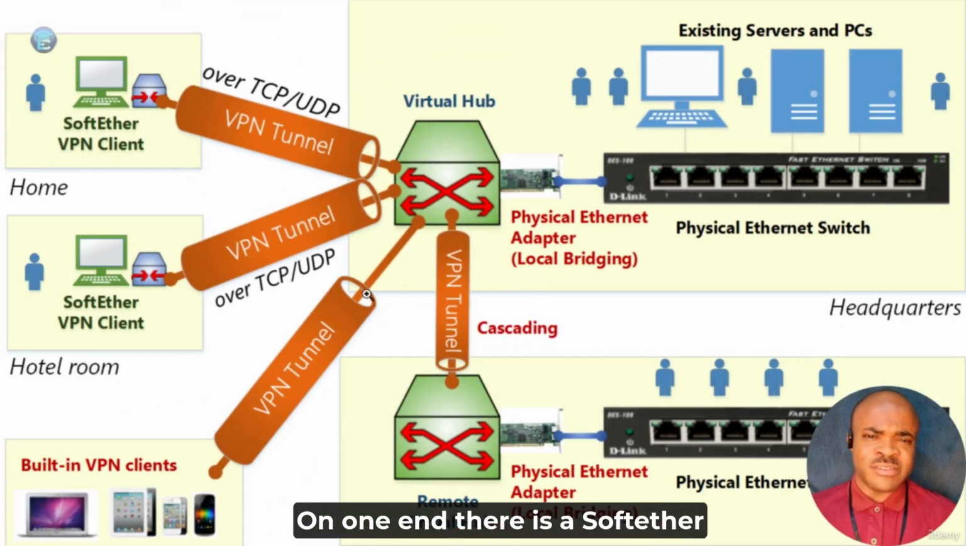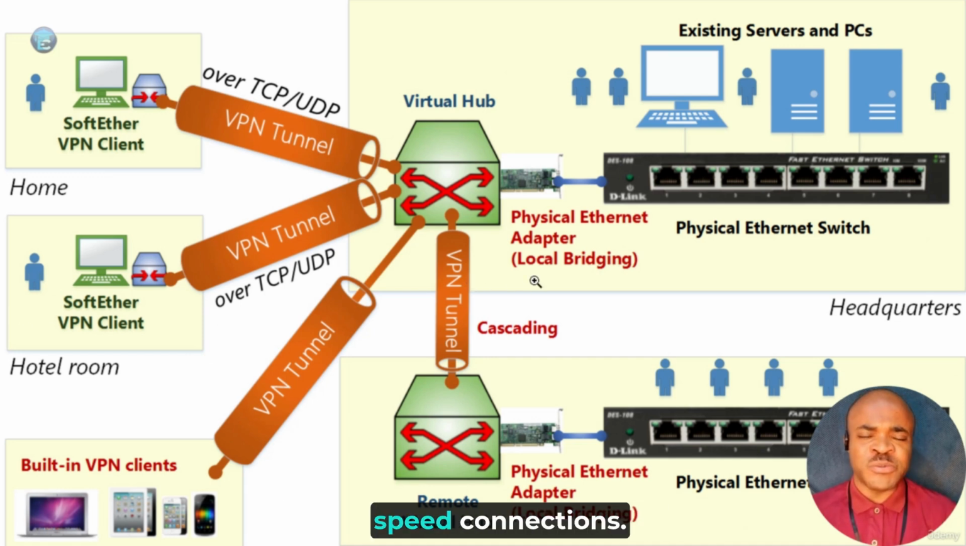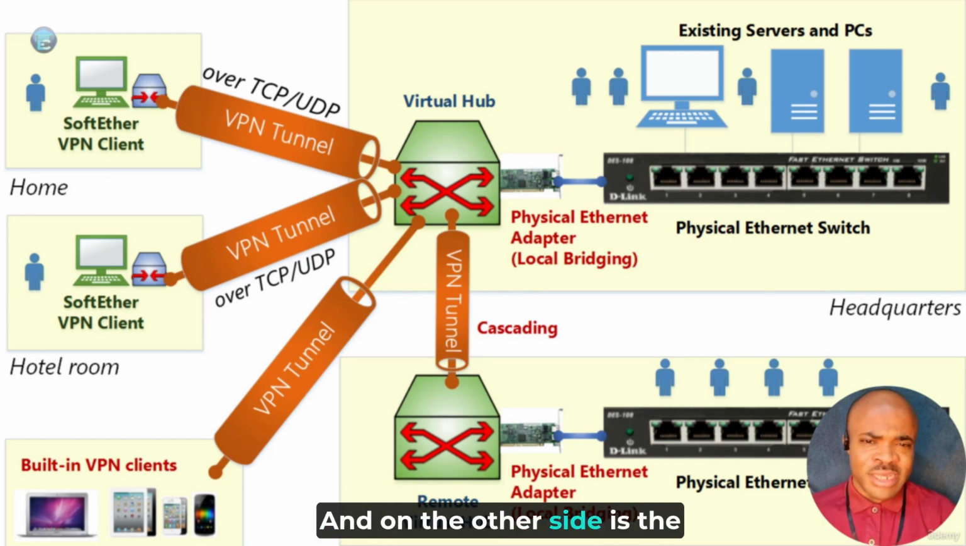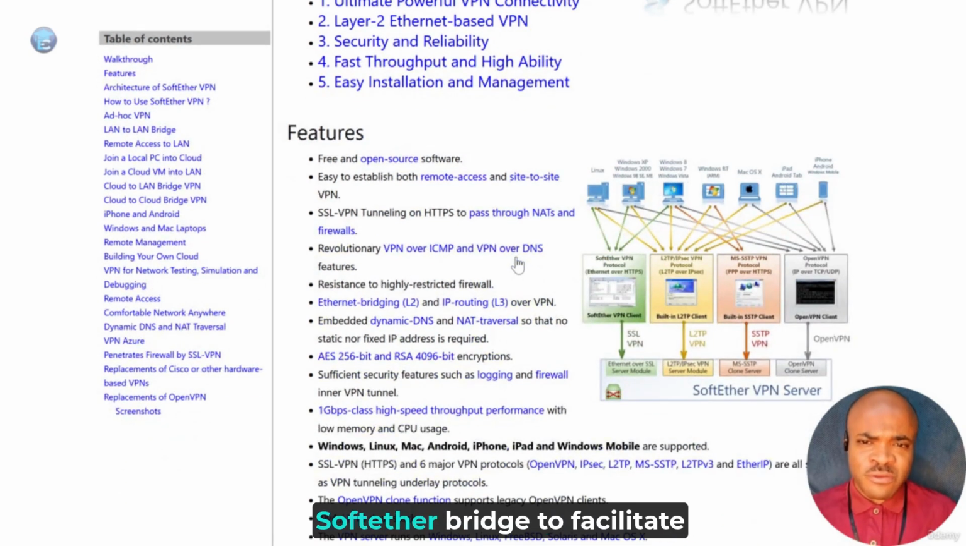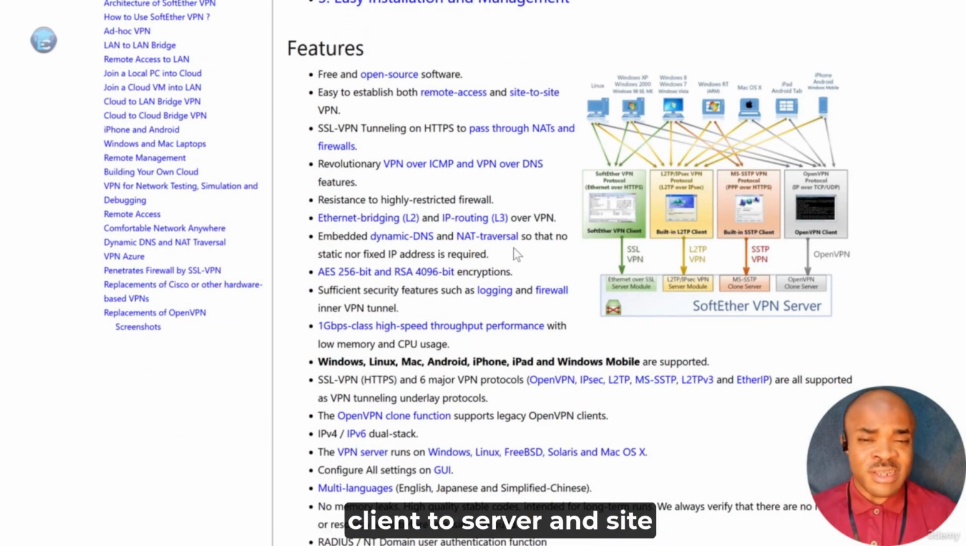On one end, there is the SoftEther VPN protocol, which secures client-to-server communications while also providing high-speed connections. And on the other side is the SoftEther VPN server, which allows you to use several VPN protocols such as SoftEther, IPsec, OpenVPN, L2TP IPsec, and SSTP. SoftEther uses its proprietary SoftEther bridge to facilitate client-to-server and site-to-site communications.